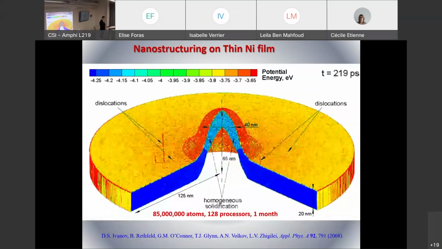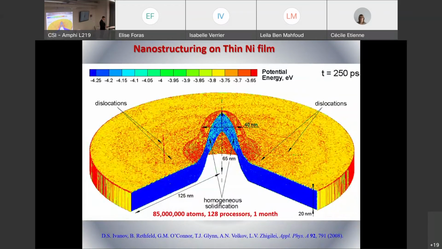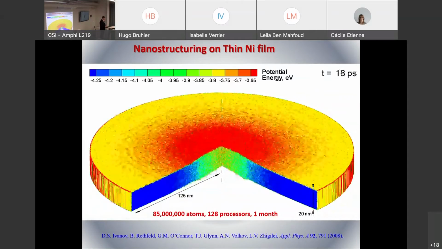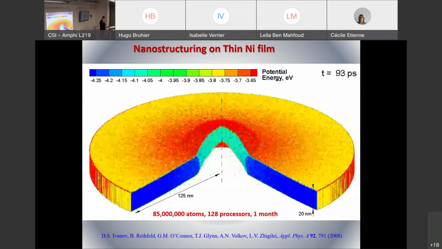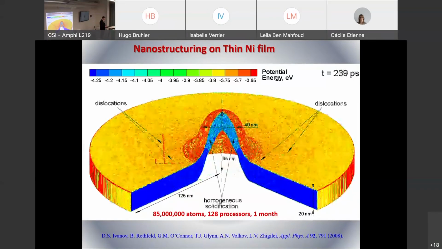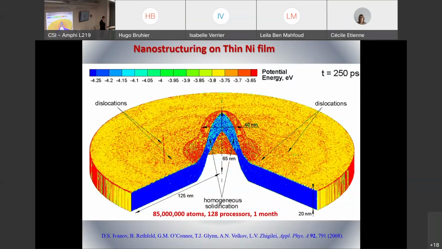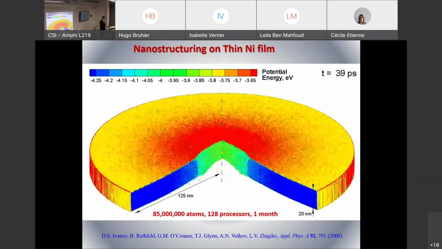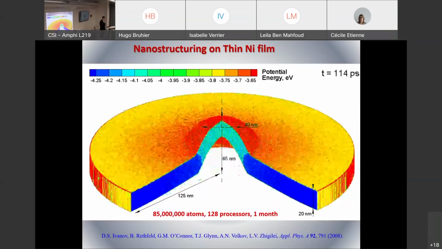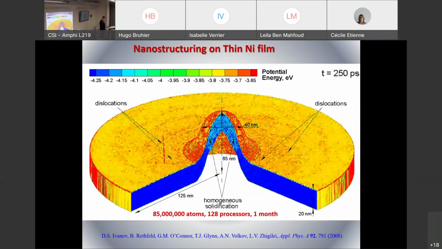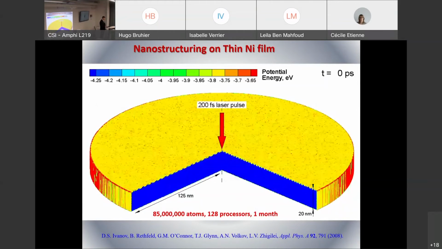The atoms are colored by the potential energy, so that we can identify solid and liquid. This is liquid, and this is solid. Surface atoms. You can also see a formation of dislocation planes due to rapid expansion of the central part of the film. Then the film solidified. The film is situated on an imaginary substrate.